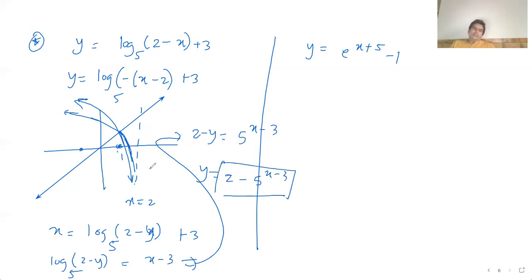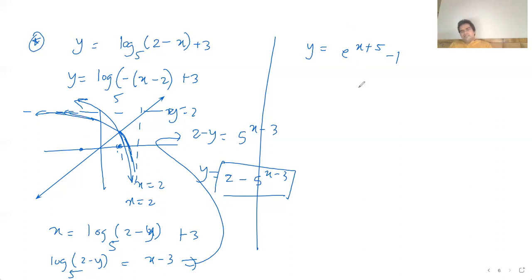Here you can see that the vertical asymptote was x equals 2. And here you will see that your horizontal asymptote for this exponential graph is y equals 2. So the domain becomes the range and the range becomes the domain for any general function. This is also just a general idea in your mind: if you wish to apply the properties of logs to get the properties of exponents straight away, you don't need to mug up anything.